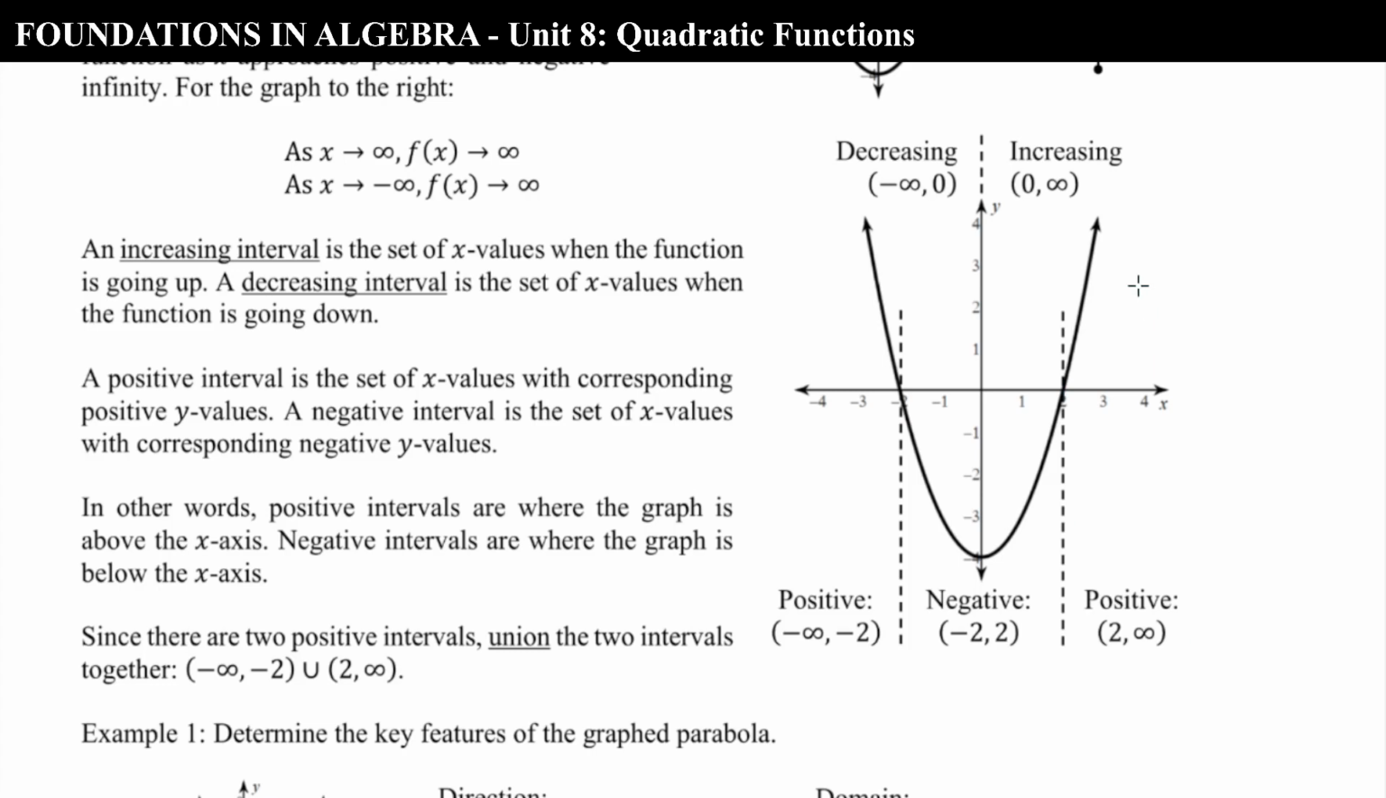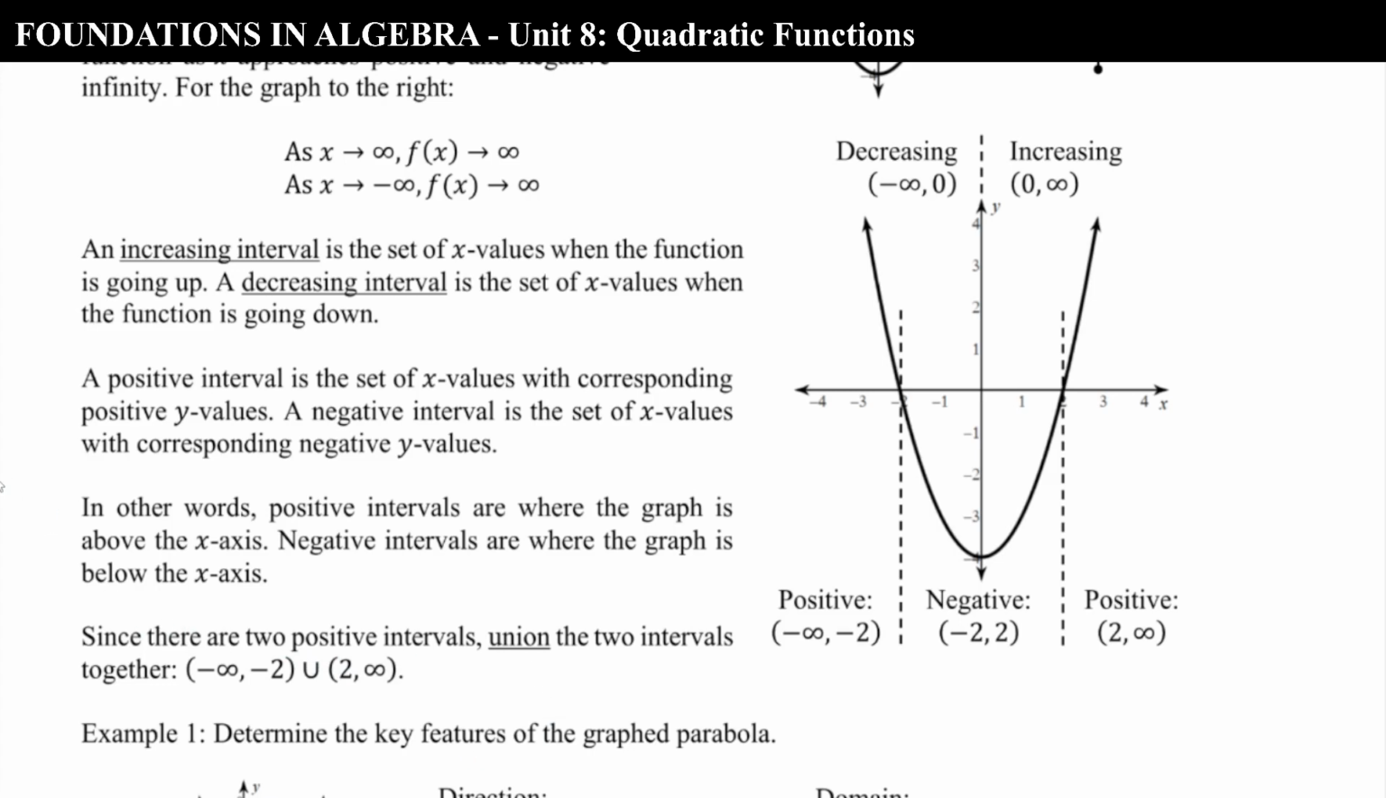Since we have two positive intervals, we are going to union the two intervals together with a little u in between. So you're going to write the first one, you'll write the second one, and then you'll put it together as one answer by putting a u in between.